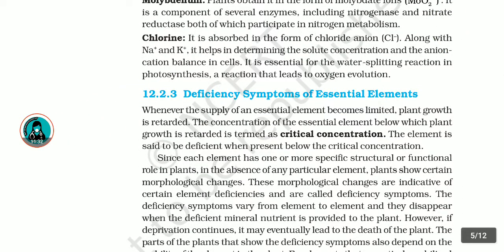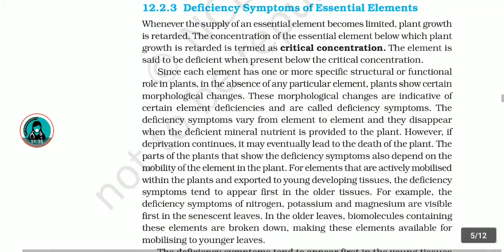12.2.3 Deficiency symptoms of essential elements. Whenever the supply of an essential element becomes limited, plant growth is retarded. The concentration of the essential element below which plant growth is retarded is termed the critical concentration. The element is said to be deficient when present below the critical concentration.